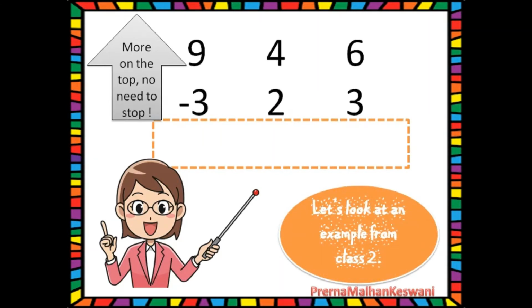This question is 946 minus 323. Now children, we have to start always from the ones side. So we have to see whether 6 is more or 3 is more.